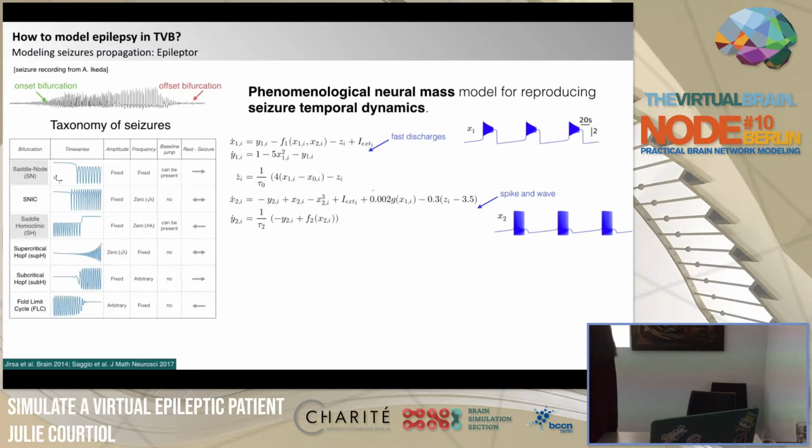But in epilepsy, you have 2 states, the ictal state, so the actual state of the seizures, and the interictal, where the patient is in a normal state. So we need the system to switch autonomously from one state to another. And it is the role of these variables that will allow the system to switch between here the interictal state to the ictal state.